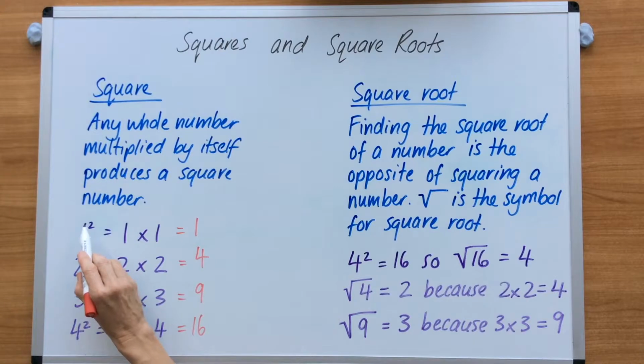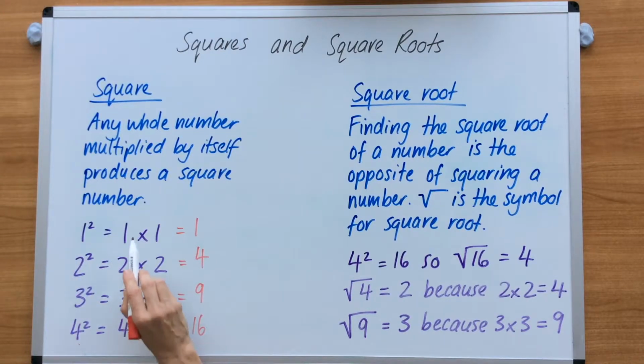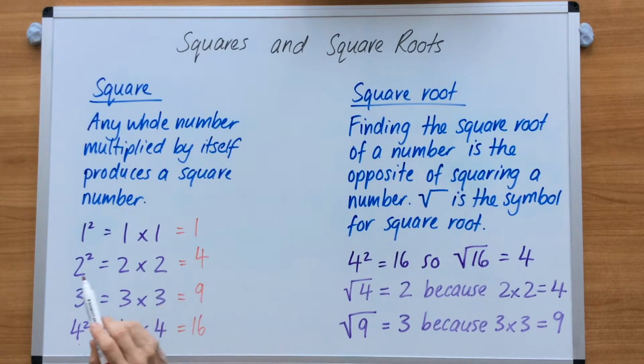So basically, this is the index notation form. This is the expanded form explaining what that actually means. And this is solving it. So 1 squared is 1, 2 squared is 4, 3 squared is 9, and 4 squared is 16. And you can keep going.